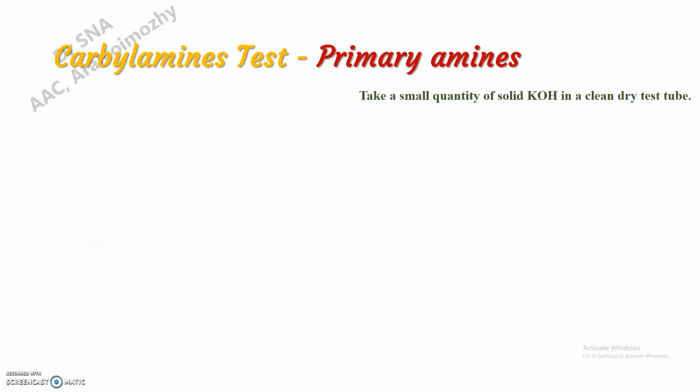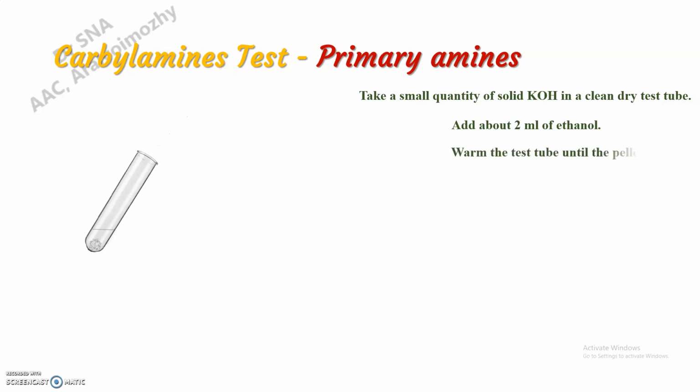First we have to take a small quantity of potassium hydroxide pellets in a clean dry test tube, and we have to dissolve it using ethanol. So here we can warm it so that these potassium hydroxide pellets can be easily dissolved. So gently warm it and dissolve the pellets, and now we have to add chloroform to this.